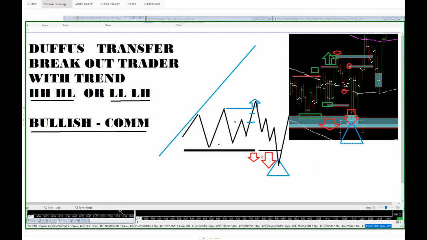Sometimes we only get half of that type of situation. We can't drive it back down again. We can only do a little bit of inside business or whatever, but that's the basics of the Dufus transfer in its entirety. It's very rare that people fall for this, but sometimes they do.